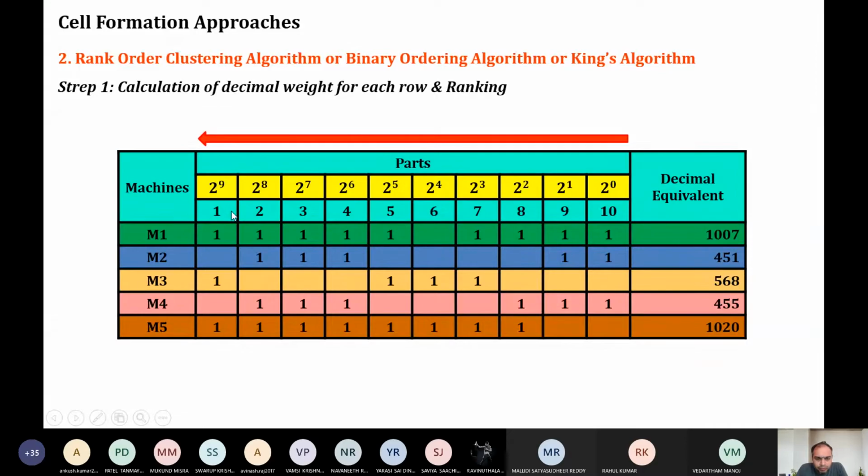Say, for example, for machine number 3, it's 2 power 3. What is 2 power 3? 8. 2 power 4? 16. 2 power 5? 32. 2 power 9?